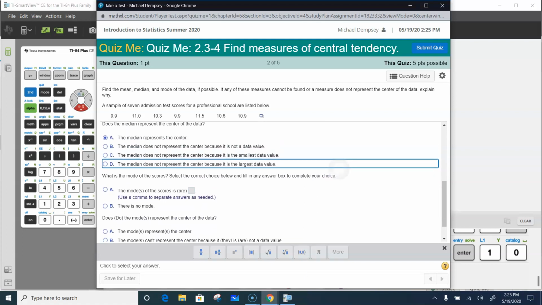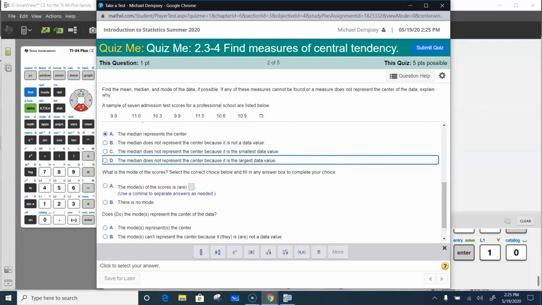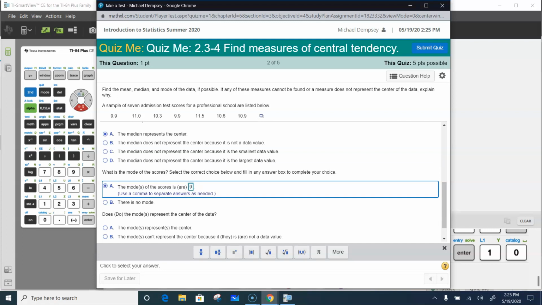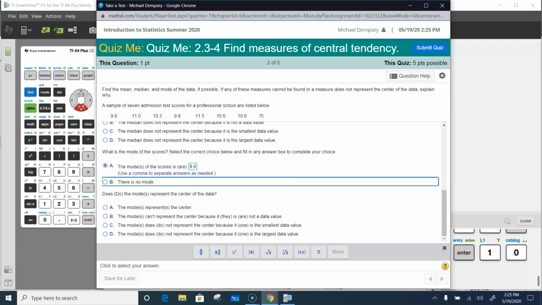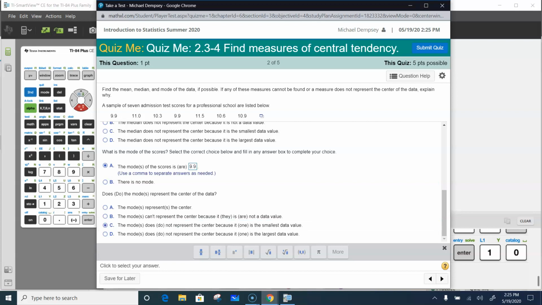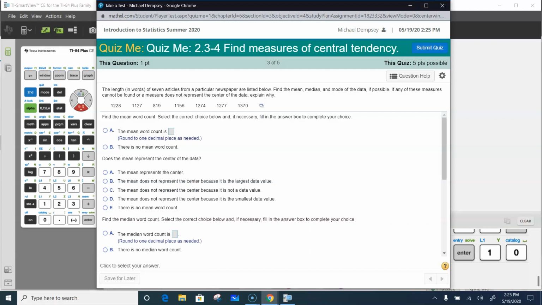What's the mode? Do we have a mode here? 11, 9.9. Looks like 9.9 is our mode. And we had one of these in the homework problems. It's not going to be representative because it's the smallest number, so we don't want to consider that to represent the center of the data.